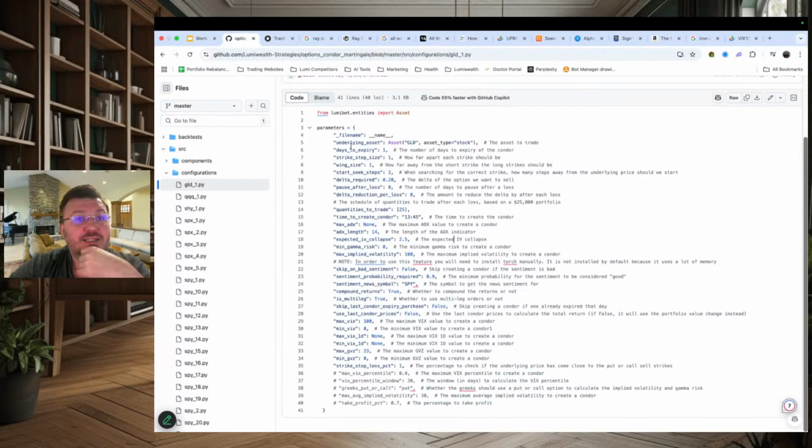You could pick your asset. In this case, this is gold, so you could actually just swap this out. You could change it. Oh, I don't want to trade gold. I want to trade Tesla, right? You could definitely do that, right?